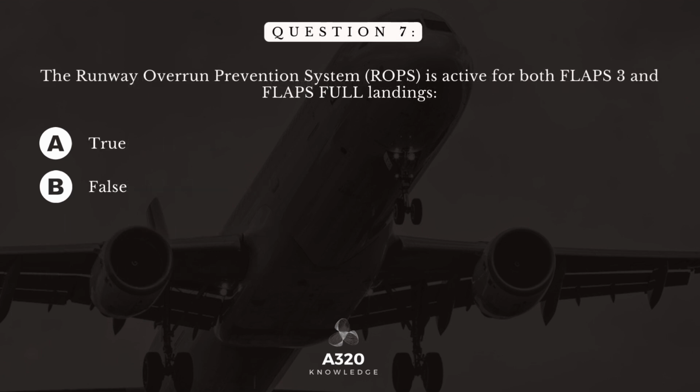Question 7. The runway overrun prevention system is active for both flaps 3 and flaps full landings. True or false?